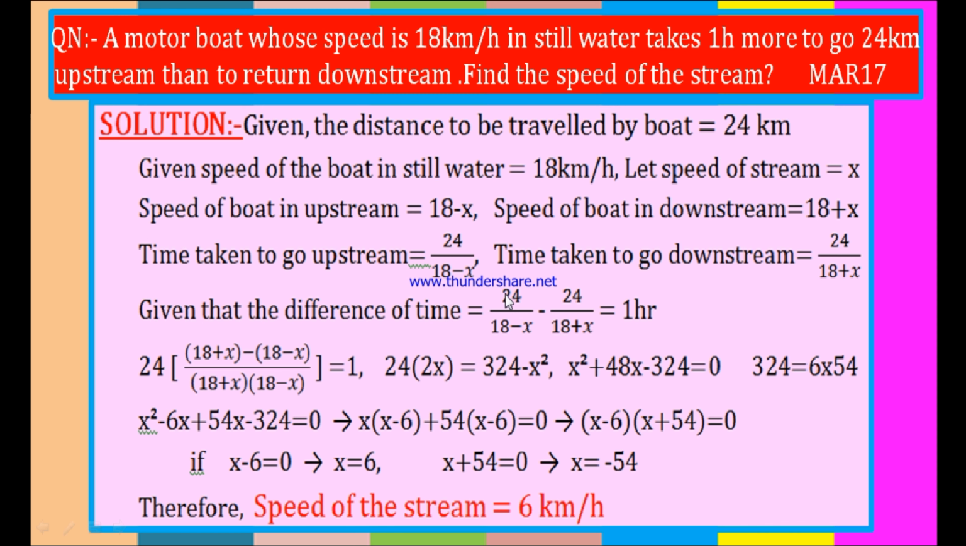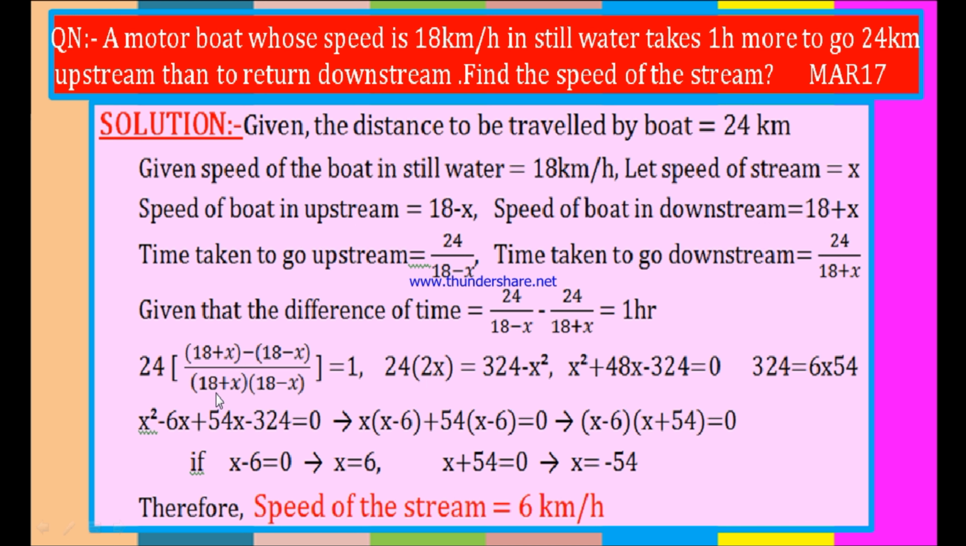Now take 24 common. If we take 24 common, then this is 1 by 18 minus x minus 1 by 18 plus x. Now the LCM is 18 minus x into 18 plus x. And the numerators, 1 into 18 plus x is 18 plus x minus 1 into 18 minus x is 18 minus x, is equal to RHS, which is 1. This is 24 into 18 plus x minus 18 plus x. Plus 18 and minus 18 will be cancelled. X minus of minus x is plus x. X plus x is 2x. 24 into 2x is equal to 1 into this.